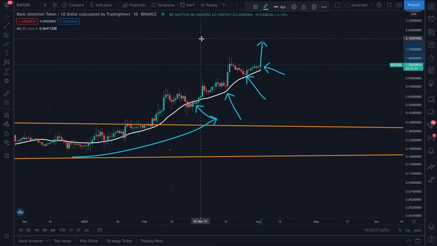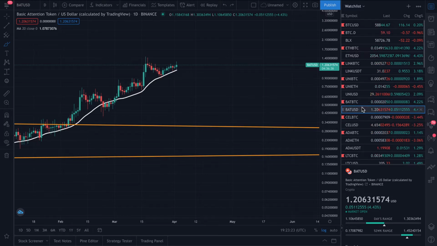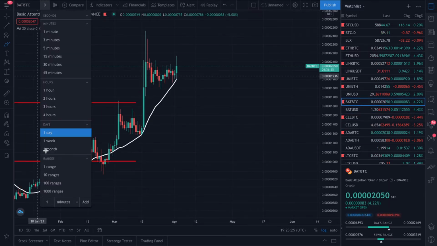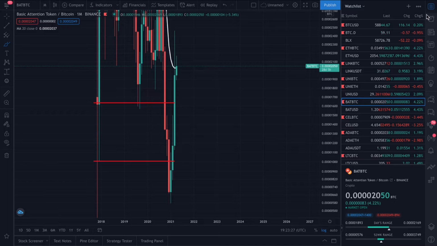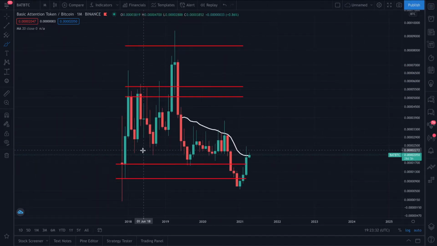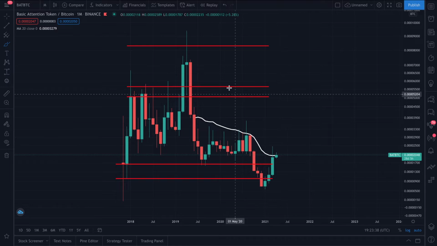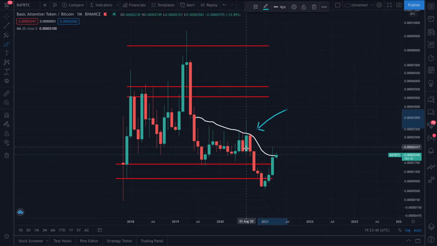For basic attention token, the more interesting one, I think, is something I talked about a few days ago in regards to basic attention token and the 20-month moving average. When we look at the monthly chart of basic attention token, there's not much, but what we see here is the 20-month moving average, and it had acted as resistance in the spring run.